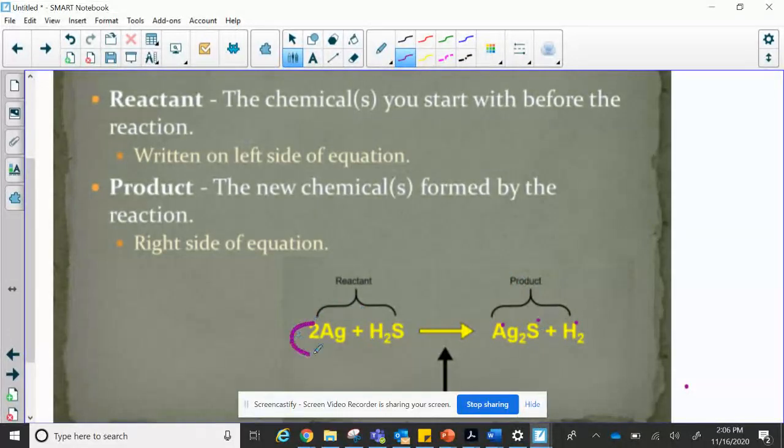So we use this coefficient here to help us balance this out so that we follow the conservation of matter between our reactants and our products. So it's important that you know which side is the reactants and which are the products. Okay, so the arrow points to the product. It's an easy way to remember it.